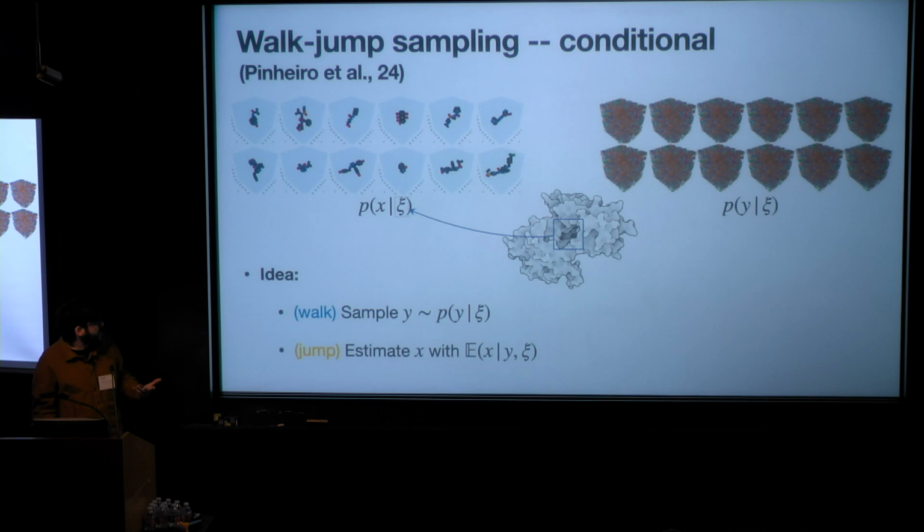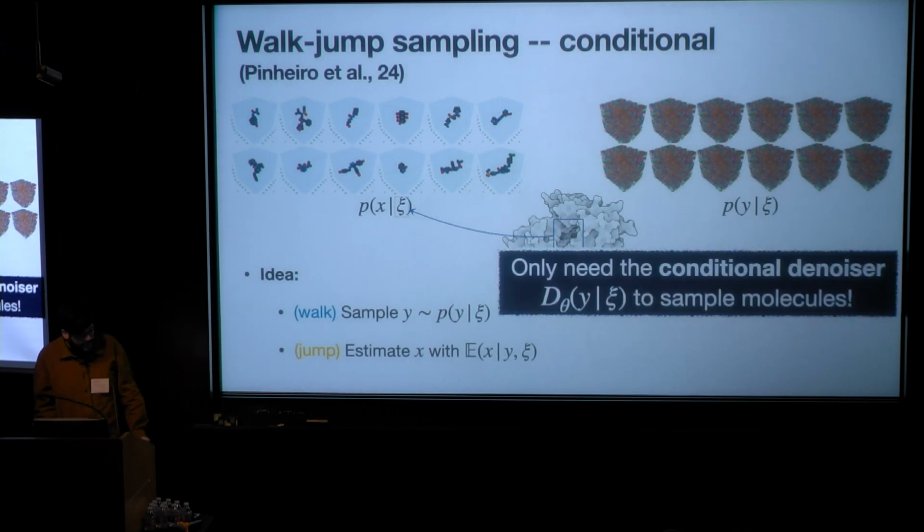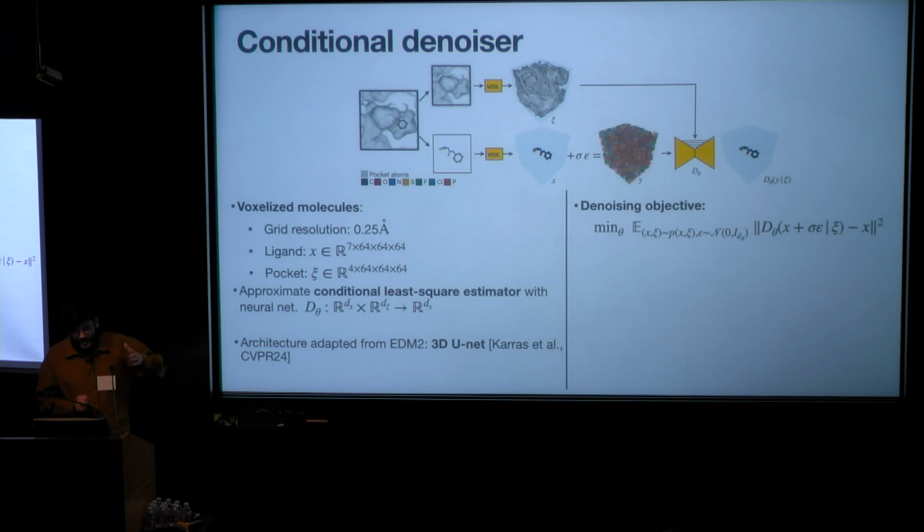And then in the conditional setting, it's pretty much the same idea. We just need to change P(x) to P(x | xc), and P(y) to P(y | xc). So xc here would be the conditional signal that we are considering, in this case, the protein target. So everything behaves the same. We still do this walk jump step, Langevin MCMC on the first one, minimum mean square error estimator for the second one. And then what we need is a conditional denoiser in this case to be able to do those two steps.